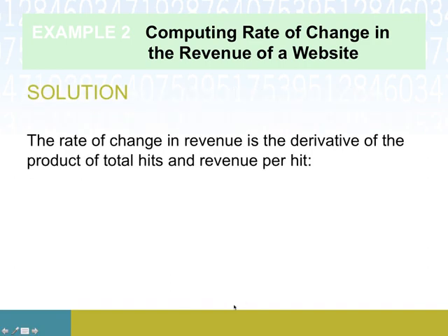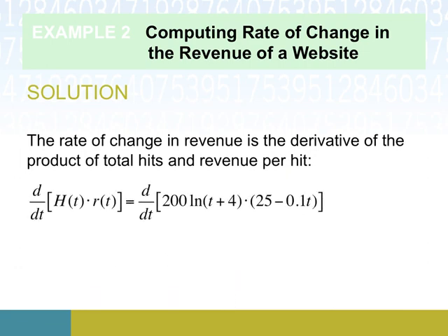Okay, so the rate of change in revenue is the derivative of this product. The revenue function that we want to put together is the product of these two functions. So here's r, number of hits times revenue per hit. We're just going to replace those two functions in here. Here's the hit function. Here is the revenue per hit function. So the total result of this is going to be something in dollars.